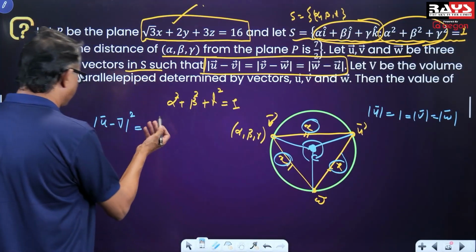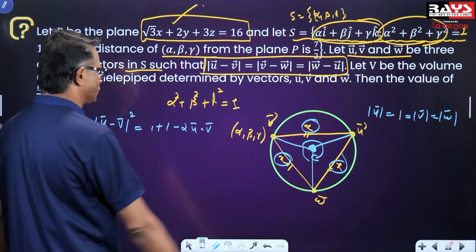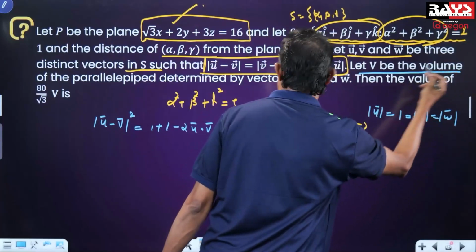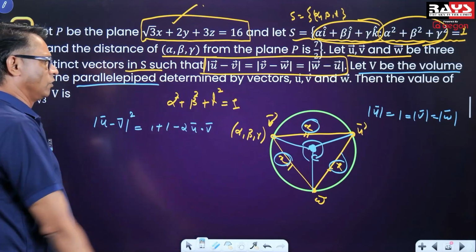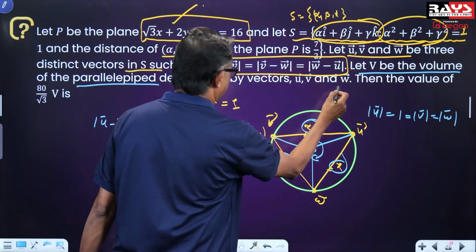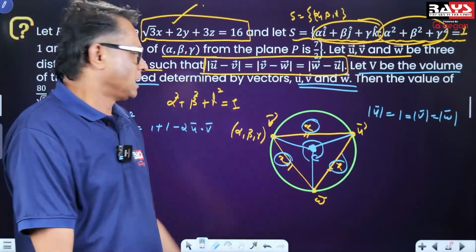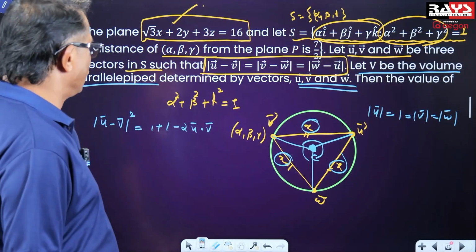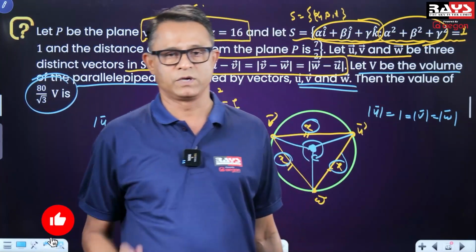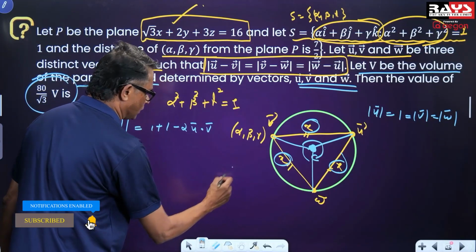So when you square it, mod u square is 1 plus mod v square is 1 minus 2 u dot v. Okay, and one more thing, let v be the volume of the parallelepiped formed by the vectors u, v, w. So we have to form a parallelepiped box whose volume we have to find out. Volume is v. Then the question is to find 80 into v by root 3. That means we have to find the volume of the parallelepiped.